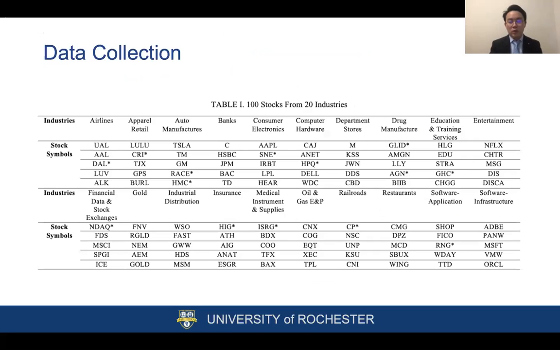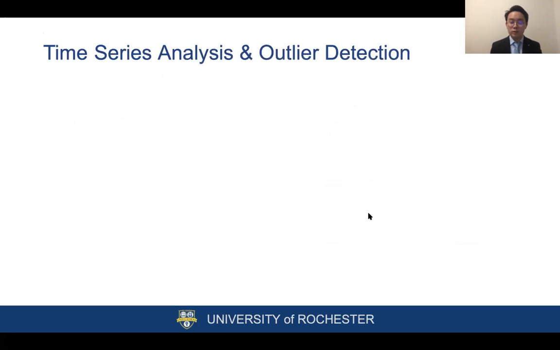Now let's talk about our methodologies. For stock data, we pick 100 stocks from 20 industries, 5 stocks per industry. We choose these stocks because they generally have higher prices and trading volumes, i.e., they have better liquidity, which means that they are more stable than other small stocks and more representative.